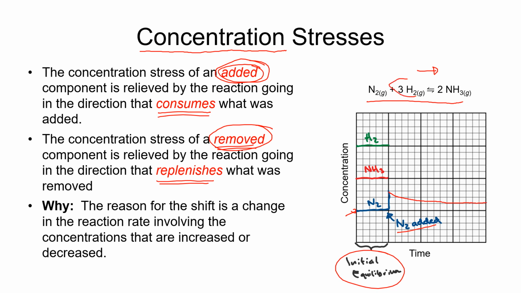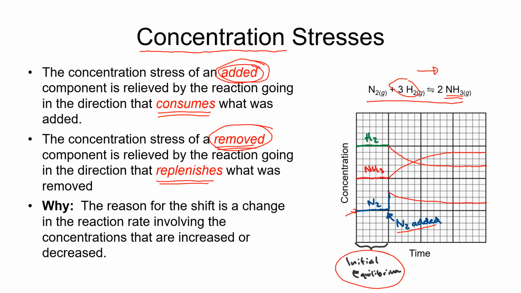And also, because hydrogen is on the same side as the nitrogen, it's also going to decrease until you get to a new equilibrium. And then, of course, because the reaction is going to the right, the ammonia is going to increase, and you'll end up with a new equilibrium there. So that is the overall effect of opposing the change for that situation.